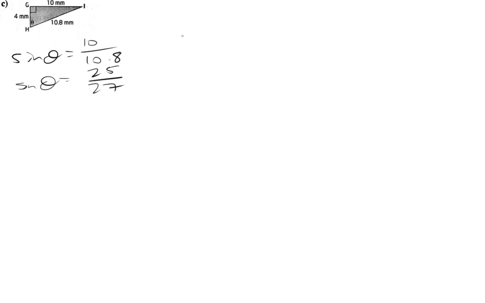Next, we're going to take a look at cos theta, which is going to be equal to adjacent over hypotenuse. So if we do the same thing, if I multiply the top and bottom by 2.5, I'm going to get 10 over 27.